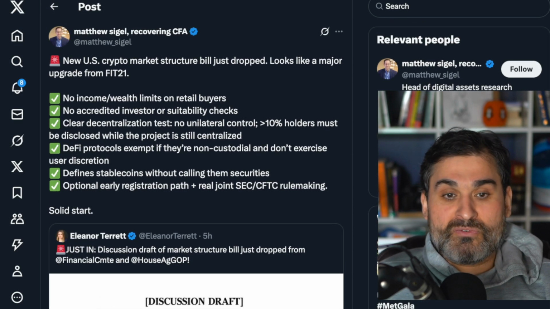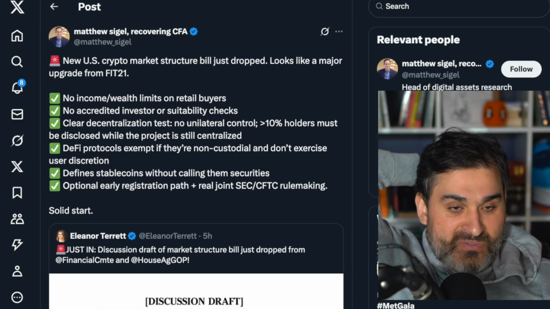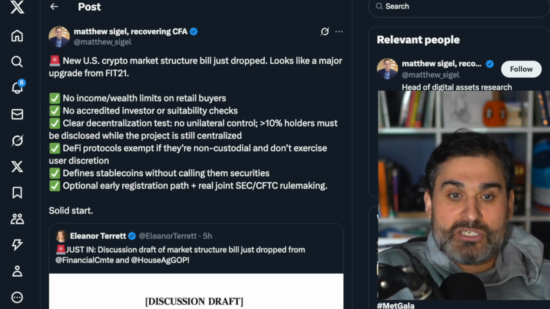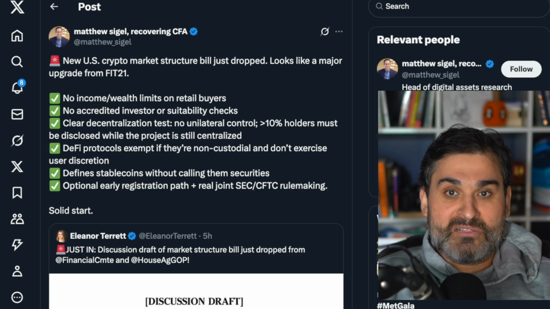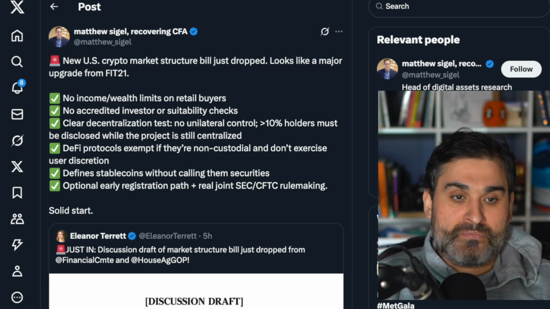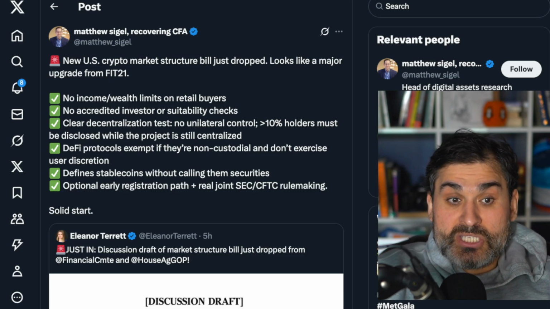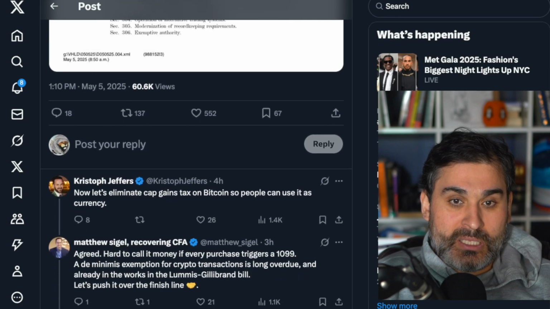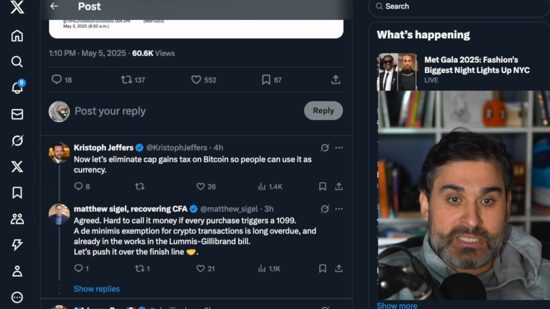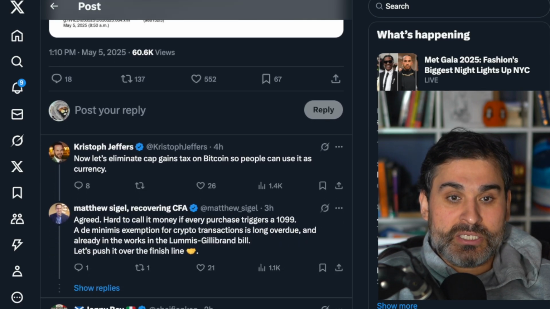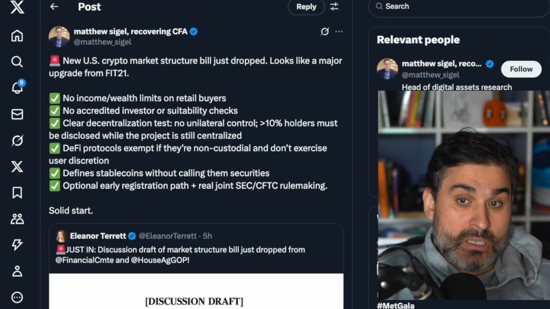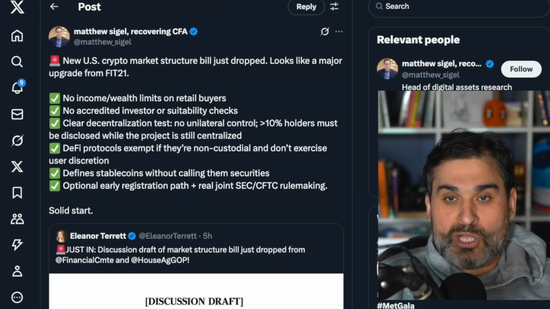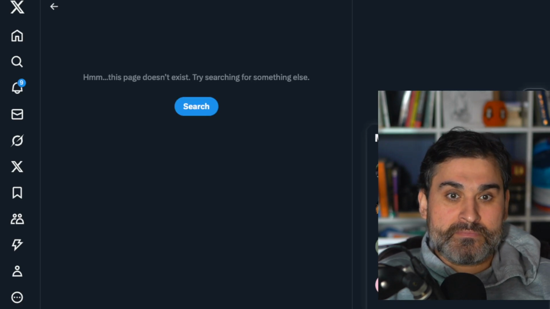So this, of course, is a first draft. There are going to be revisions. People are going to make changes, add things, take things away, etc. So this isn't going to be the final form that gets voted on in the House or Senate, but it's a solid start according to Matthew Siegel. I'm sure there are going to be detracting opinions and people criticizing this draft, but I'll cover those as I see them.